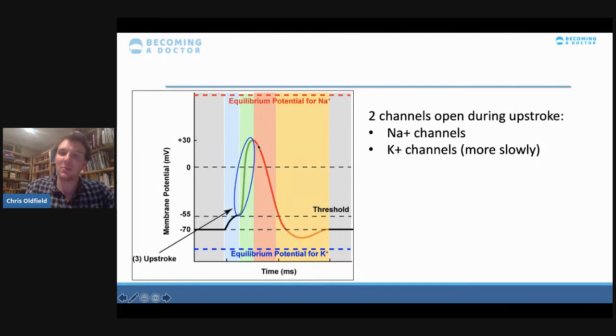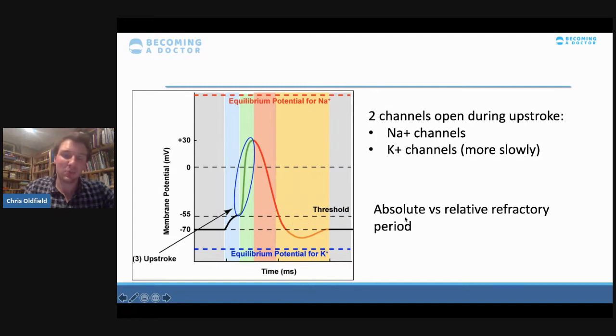And again, that's potassium going from intracellularly, where it's more concentrated, to extracellularly. And as potassium is positively charged as well, if you have a positive charge leaving the cell, then the membrane potential will drop. Now that's explained the blue bit, the green bit, and the red bit, but then there's this yellow bit here, and that's what we call the refractory period.